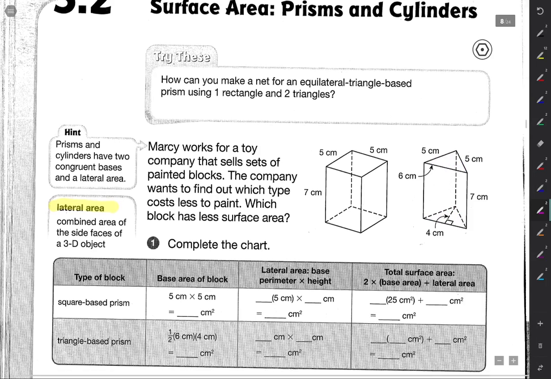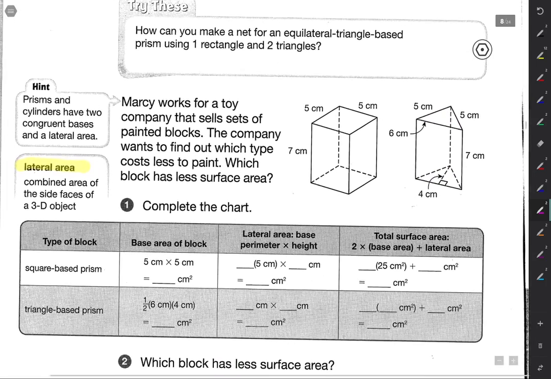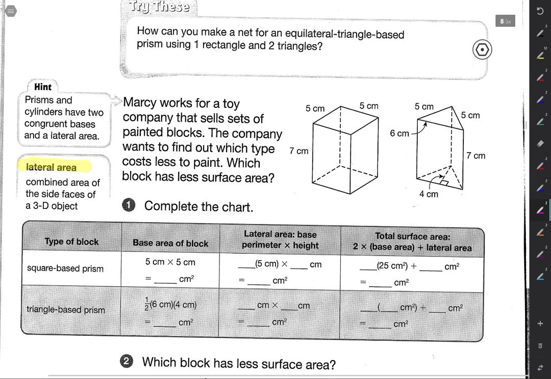So now let's look at this chart and fill this out. For the square-based prism, or the rectangular prism, let's look at the area of the base. The base is what it's sitting on. So the base area would be 5 times 5, because these measurements are the same as down here, 5 and 5. So 5 times 5 is equal to 25.